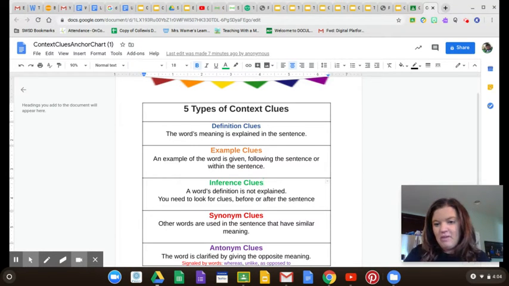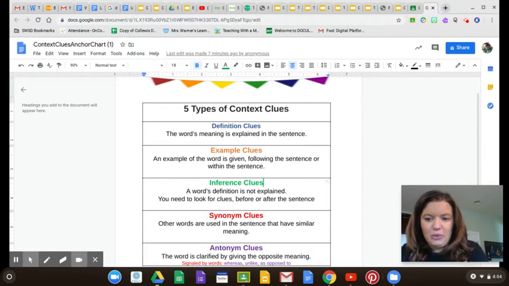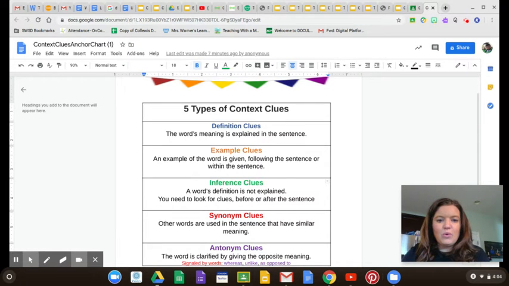Antonyms, they would do the same thing, where they would use a word next to it that is the opposite. So a word that you know that's the opposite. So if you know, everyone knows what the word hate means. So they would use despise next to it, which would help you to know that despise means you hate it. Okay, so those are the 5 types: definition, example, inference, synonyms, and antonyms.